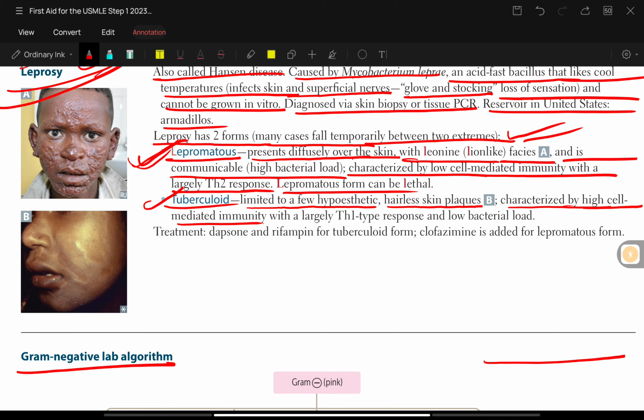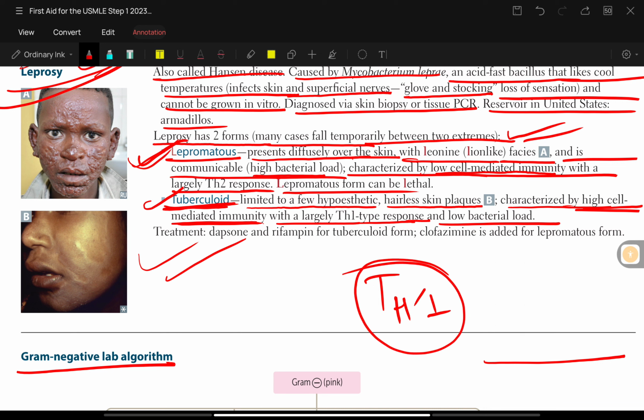Here in lepromatous leprosy, low cell mediated immunity is there, but in tuberculoid we can see high cell mediated immunity with a largely T helper 1 type response, and low bacterial load. In lepromatous type we see high bacterial load, and in tuberculoid types we can see T helper 1. In lepromatous we see T helper 2.